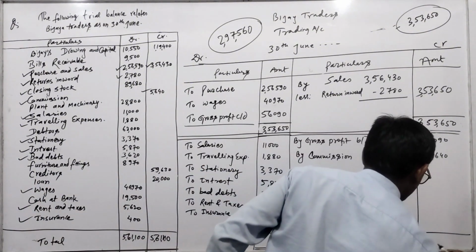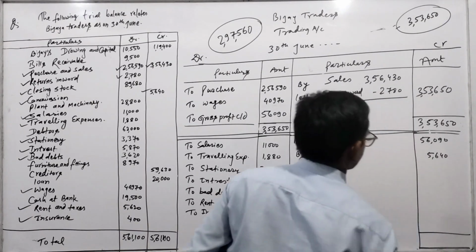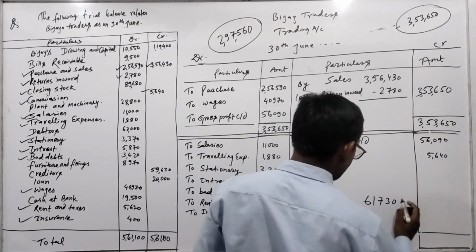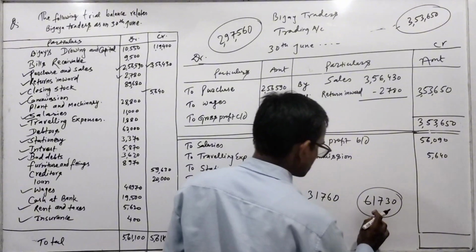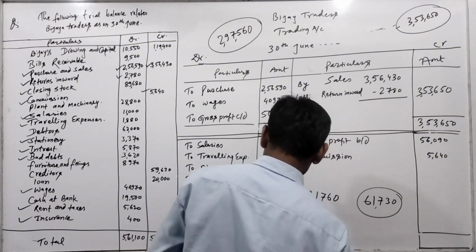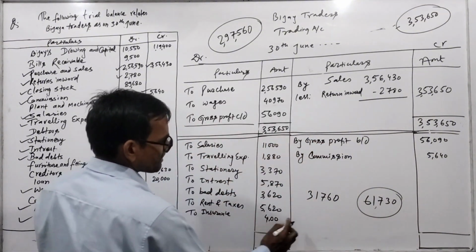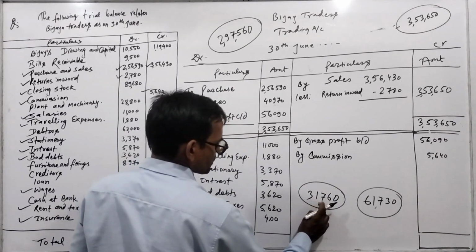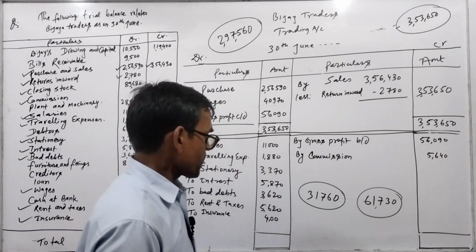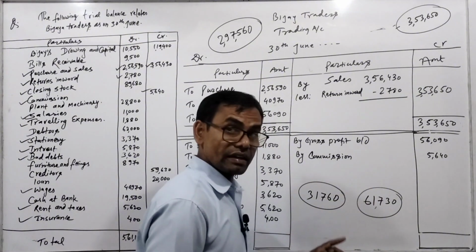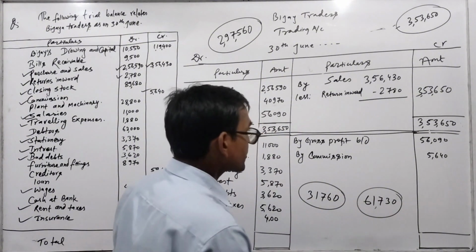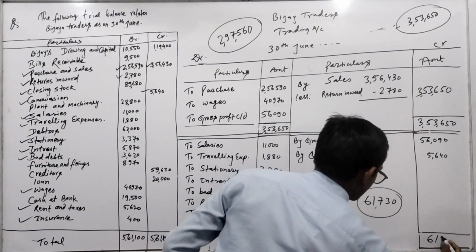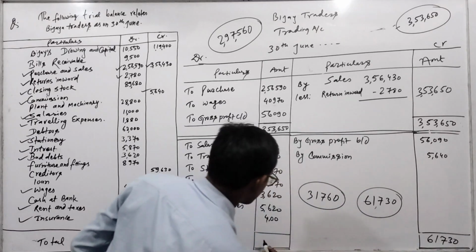So add this. If you add the credit side, it comes to 61,730. And if you add the debit side, it comes to 31,760. So which one is greater? The credit side is greater. So the greater amount should be written on both sides.